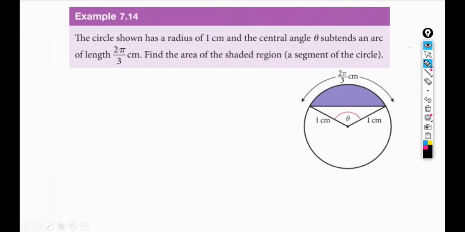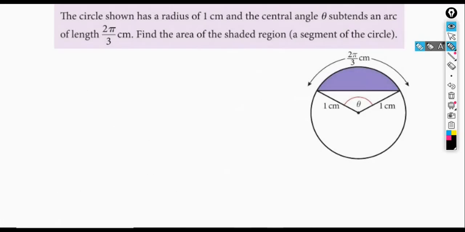Okay, so next we have example 7.14, which shows a circle that has a radius of 1, a central angle theta that subtends an arc of length 2 pi/3 centimeters. So this is the arc and its length. Find the area of the shaded region, which is a segment of the circle. Okay, so this is the area they want us to find.